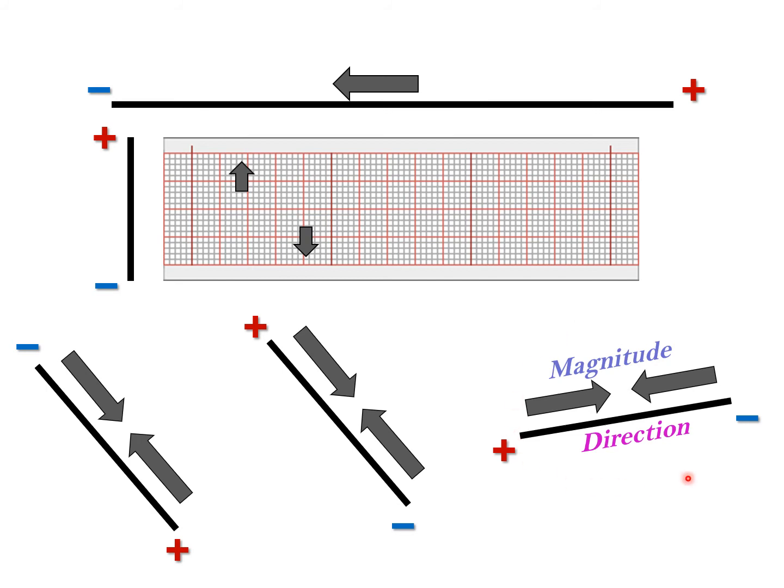It's a vector phenomenon. It has magnitude and it has direction. If we change the angle at which we measure the electrical activity, we will change the shape of the rhythm that we record. Likewise, if we change the orientation of the heart or we change its electrical conductivity, that will also change the shape of the rhythm.